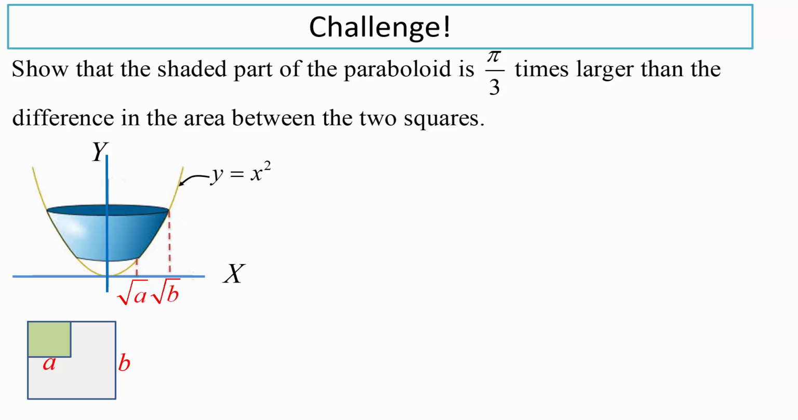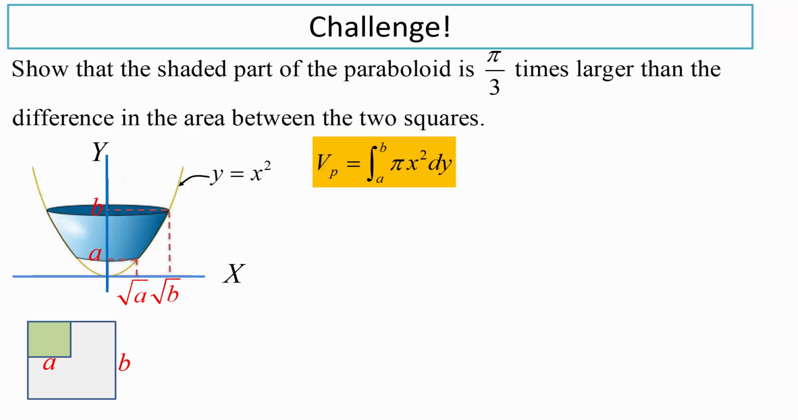Where would we start? Firstly, because we are rotating in the y-axis, the formula requires the two y values for our limits of integration. Now we know the two x values, the square root of a and the square root of b, so to find the equivalent y values, we substitute each of those x values into our equation y equals x squared. So if we substitute the square root of a for x, y becomes the square root of a squared, which is a. Similarly, if we substitute square root of b for x, we obtain y equals b. So there are our two limits of integration.